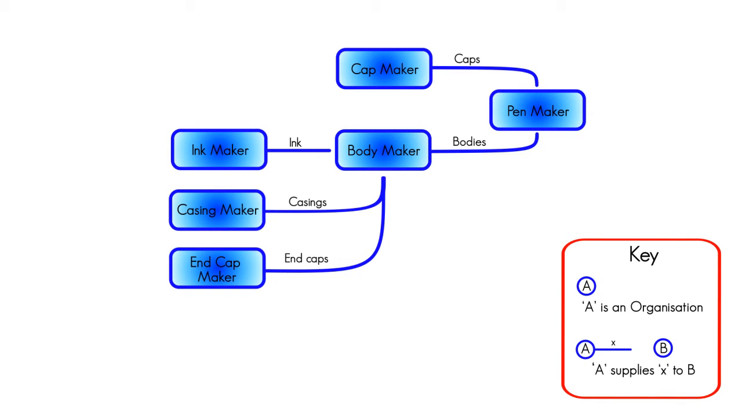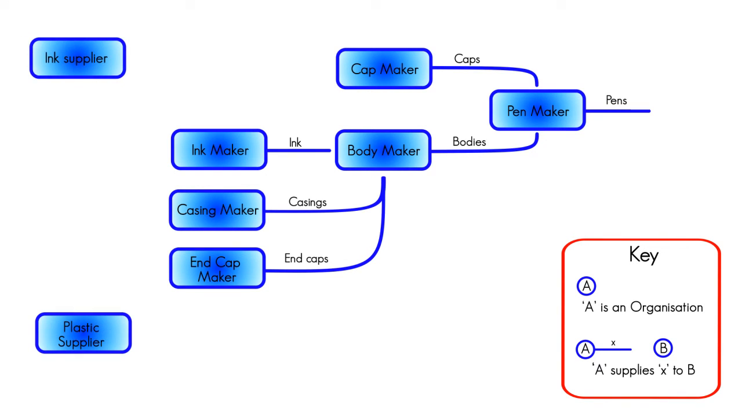There are two more things we can add to the diagram. Firstly, the pen maker supplies pens, but we don't know where they're supplying them to, so we can just add the relationship to the end of this. We can also add the input of raw materials as they are needed to make parts of the pen, so we can add plastic and ink to the diagram.